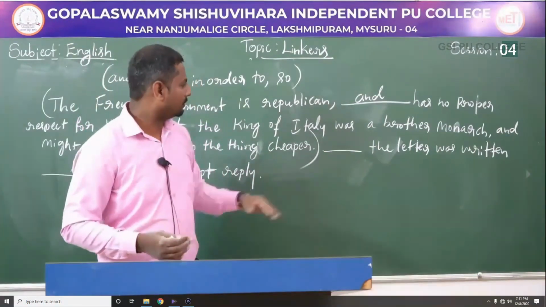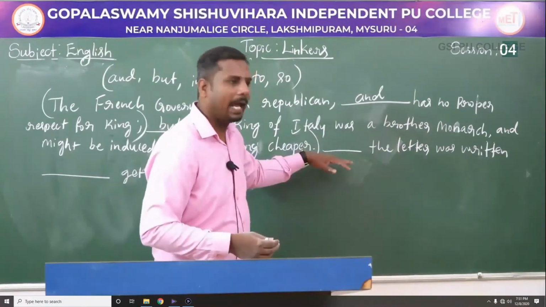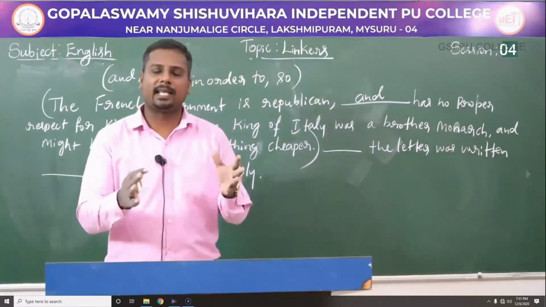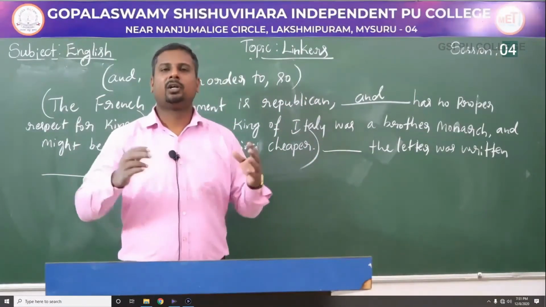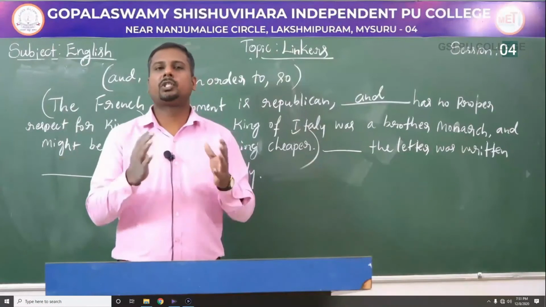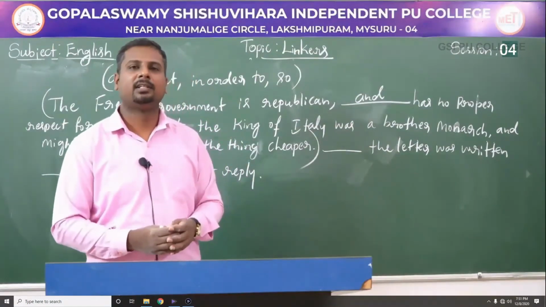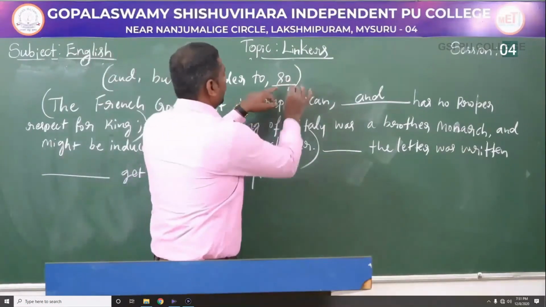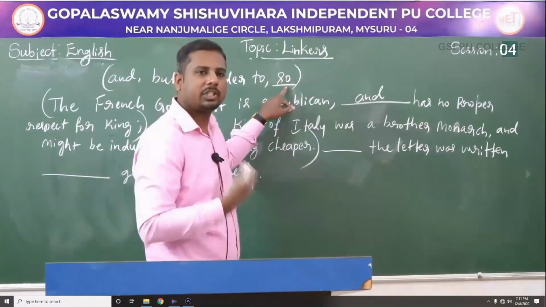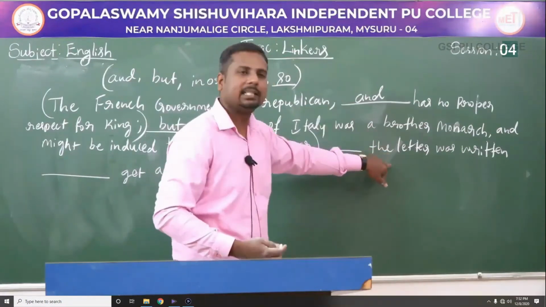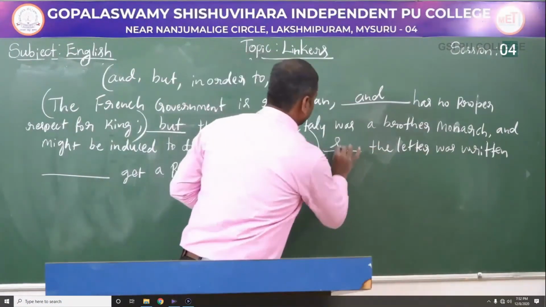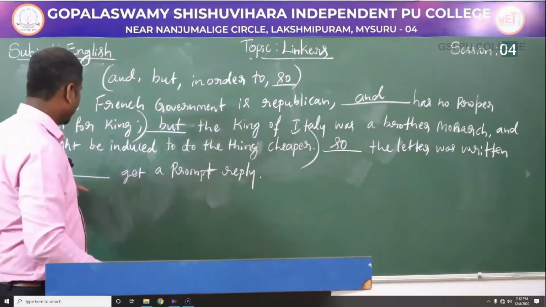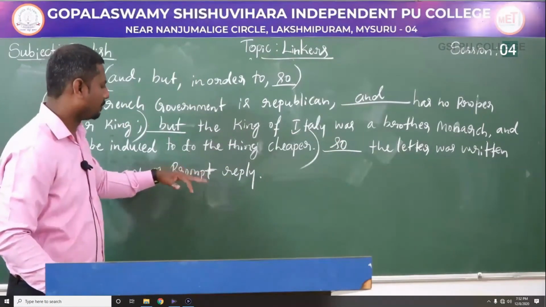Next you have the sentence, you have one blank here, dash the letter was written. So what is the reason for writing the letter? What linker do you use to show the reason of writing the letter here? Here you have the linking word so, which shows the reason of writing the letter here. So the letter was written dash to get a prompt reply.